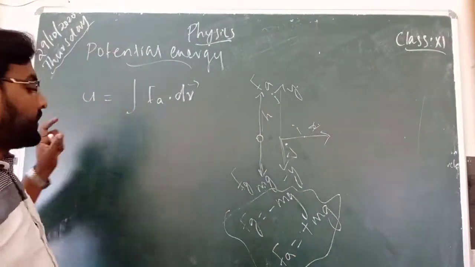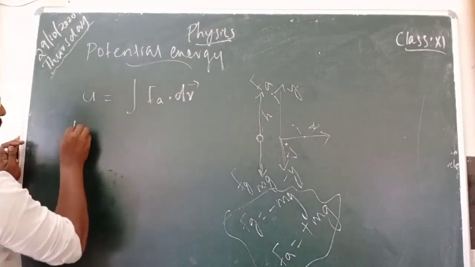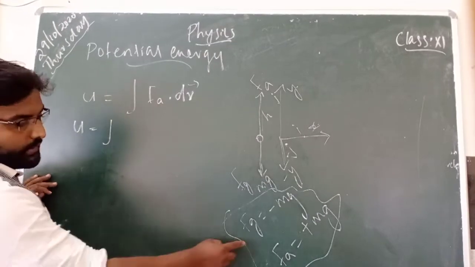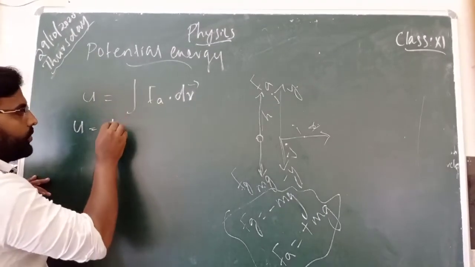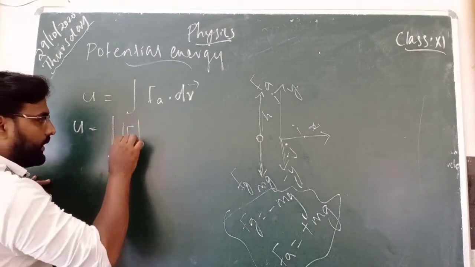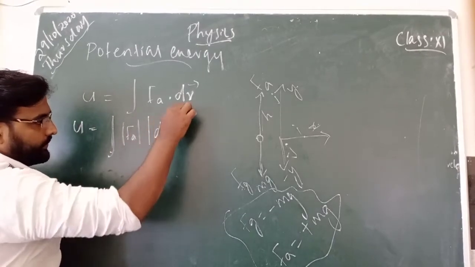Now you can use this formula. What is that? U equal to FA. U equal to the magnitude of FA, magnitude of dr.